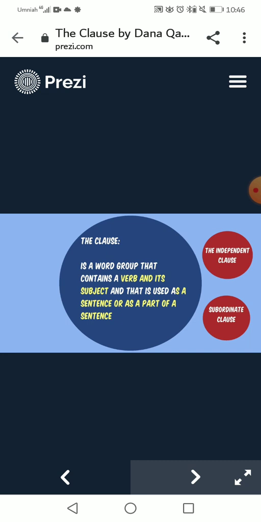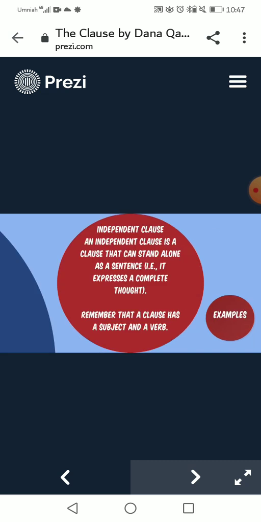We have the first one, the independent clause. An independent clause is a clause that can stand alone as a sentence because it expresses a complete thought. Remember that a clause has a subject and a verb. Because it can stand alone in a sentence and it expresses a complete thought, we call it an independent clause.